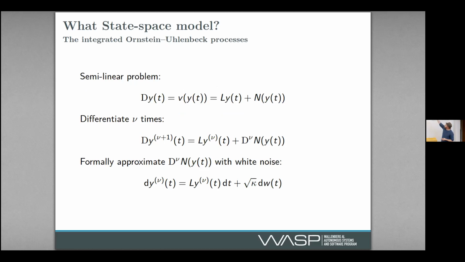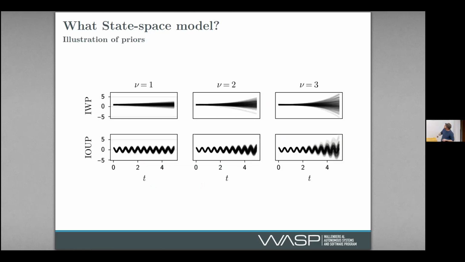So, of course, the L just stays there, and then we have the nth derivative of the non-linear term, and then we say the non-linear term is just white noise, the formal derivative of a Wiener process. Okay, so then we get an integrated Ornstein-Uhlenbeck process. And these kind of look like this. So these obviously don't solve any differential equations. So we're making the data bit do a lot of our work for us, for the moment at least.